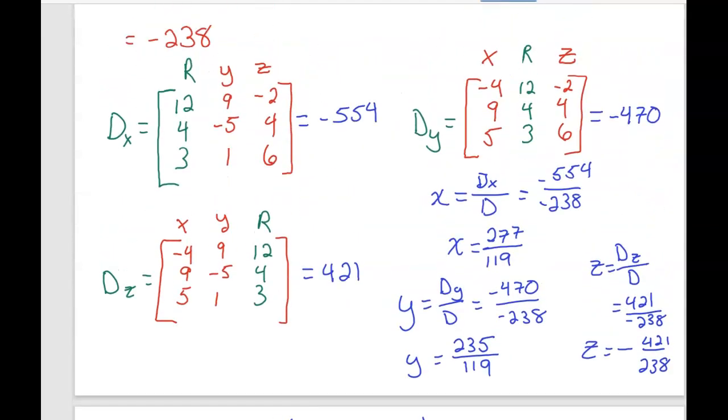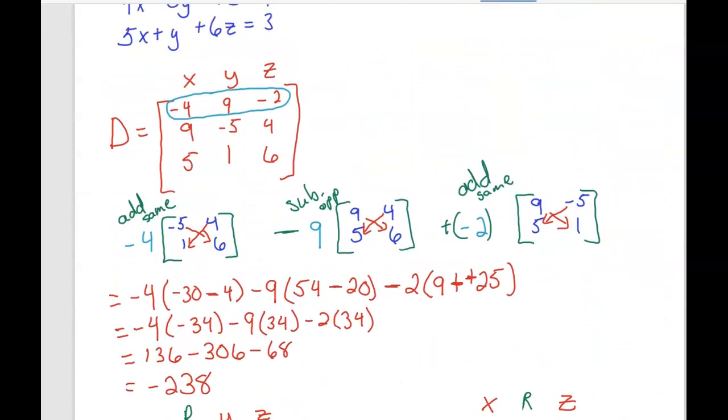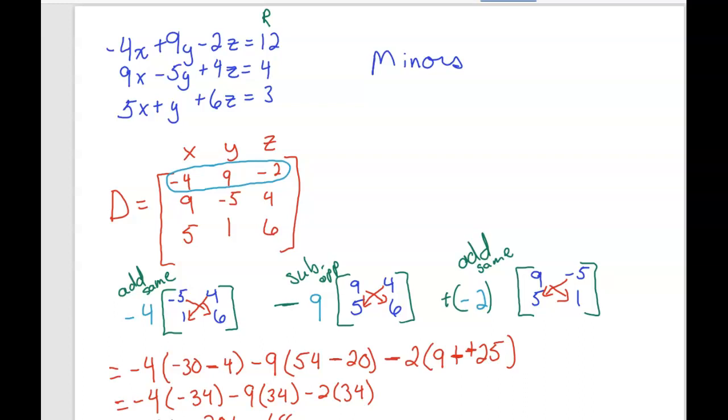So this method of solving determinants is called using the minors. So you're finding determinants using smaller 2x2s. So you can try using minors, or the other video that I've created has using the diagonals.